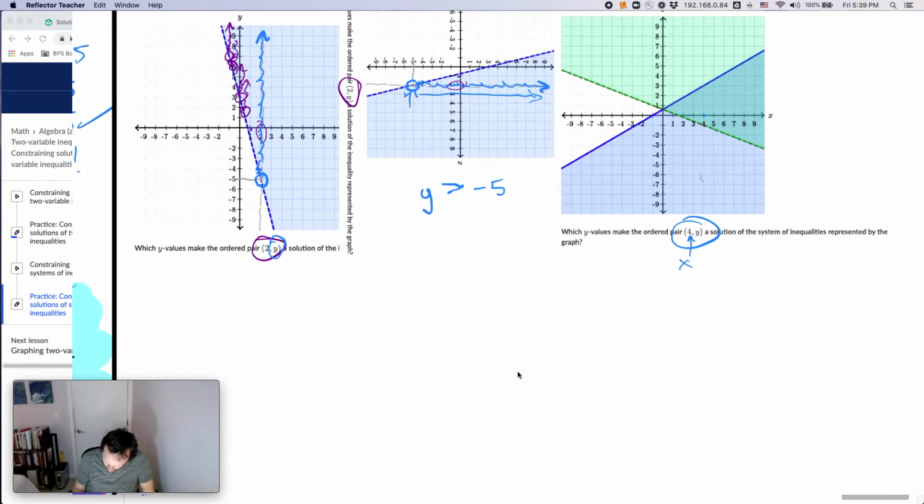Oh my gosh. Come on. It's so hard to draw a dashed line with this thing. Oh, you know the way to do it. There we go. Make it thicker. Makes it a lot easier to do.